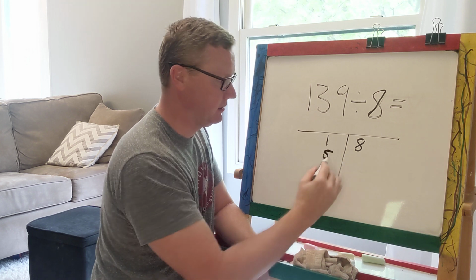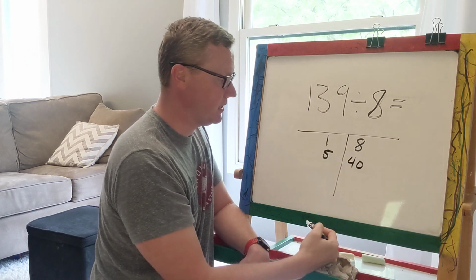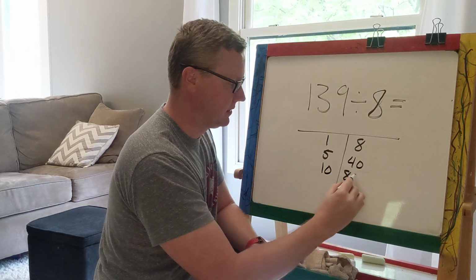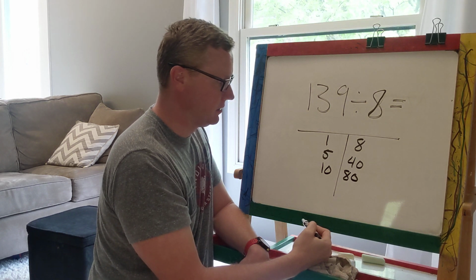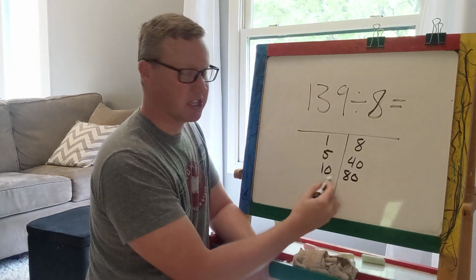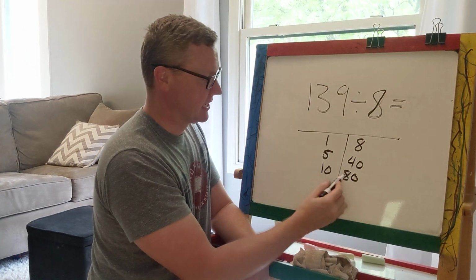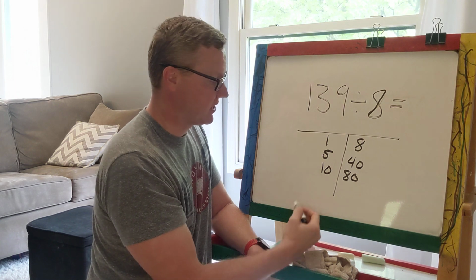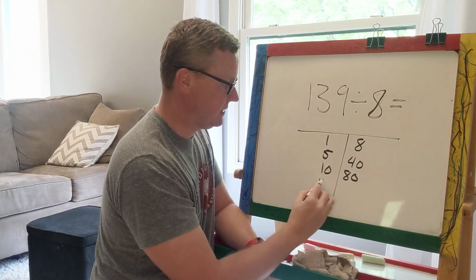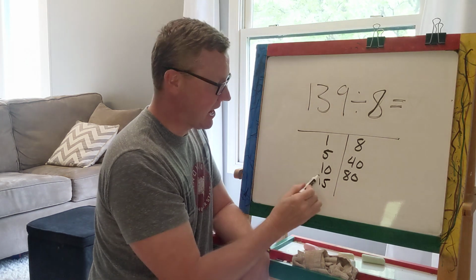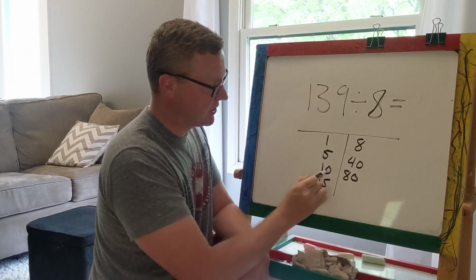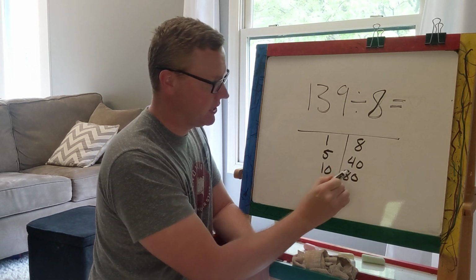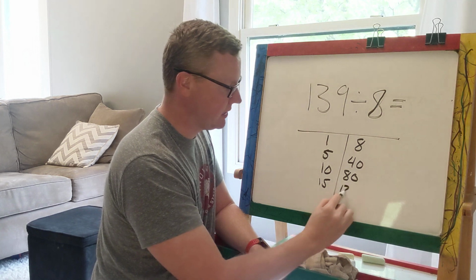5 times 8 is 40. I'm going to jump up to 10. 10 times 8 is 80. I know just looking at it, I can't do 20, because if I double this side, I double that side, I'd get 160. That's way too high. Maybe I can do 15 times 8. I don't know that off the top of my head, but I can add these two together. 5 plus 10 is 15, so that means I can add these two together. 40 plus 80 is 120.